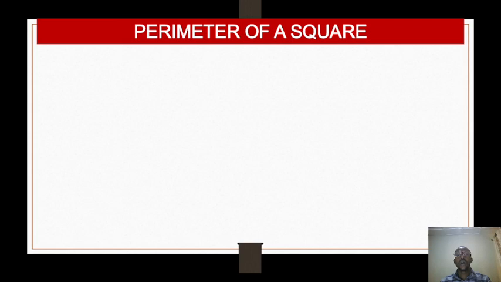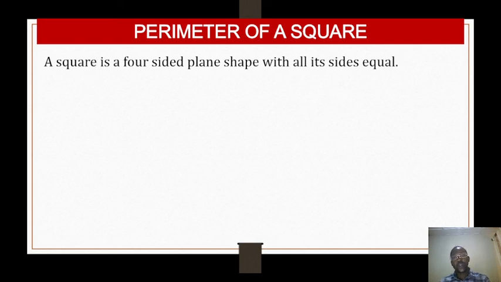Now, I think in our previous lecture we know what a square is. For a quick recap, we need to remind ourselves what a square is. A square is a four-sided plane shape with all its sides being equal.